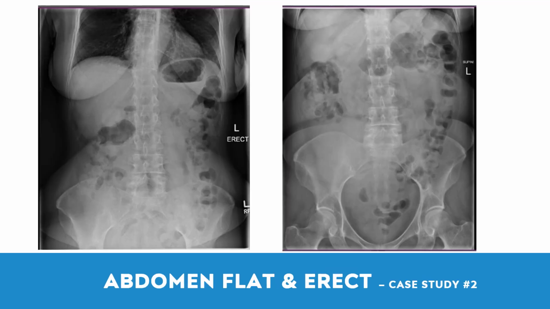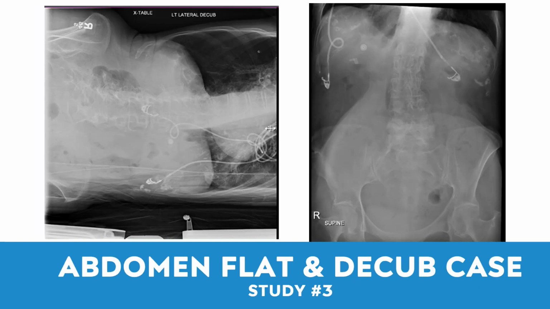Case study number 2. This is a flat and erect and/or decube, and a flat and erect was performed. This patient is a 64-year-old female with history of abdomen pain and mass. The indication is nausea. The patient has an ovarian mass. However, we cannot actually see the ovarian mass. We do have good centering for our erect and our supine images.